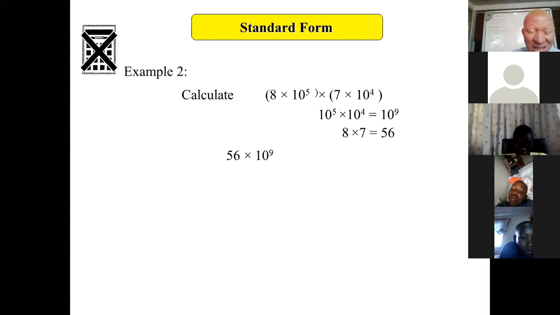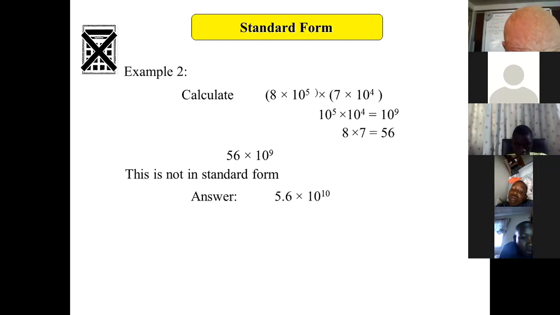So it means that we have to create an additional 10 to cater for the 56. That means we are shifting our decimal point from the back of 6 to between 5 and 6. So the power of 10 must increase by 1. At the end of the day, what you have is 5.6 times 10 raised to power 10. The power of 10 is increasing from 9 to 10 because it is increasing by 1. So finally, that is what we have as our answer to this question when we are multiplying.